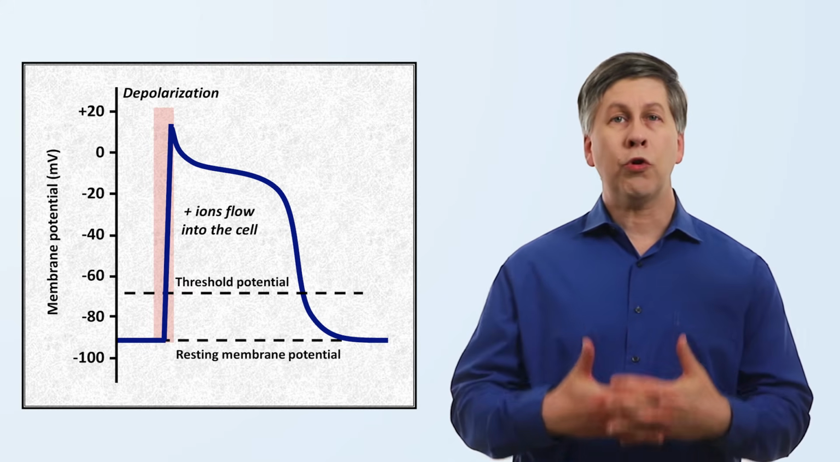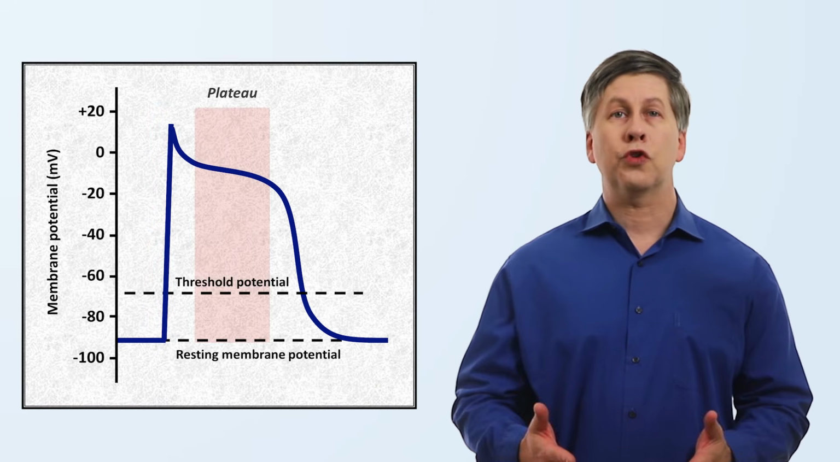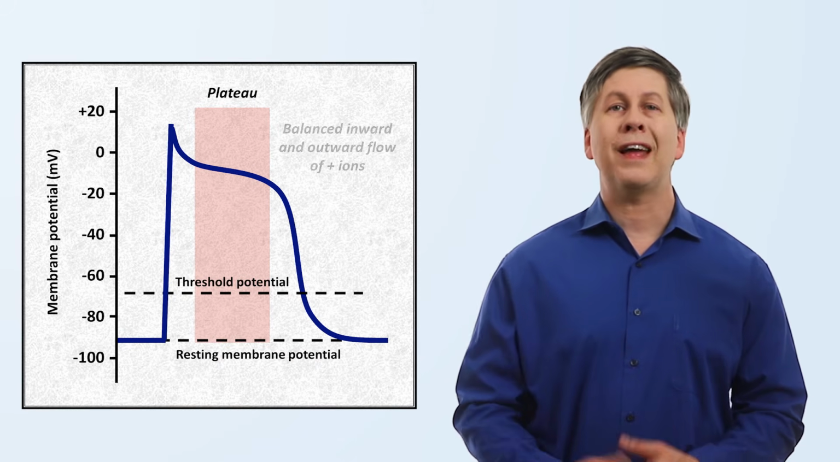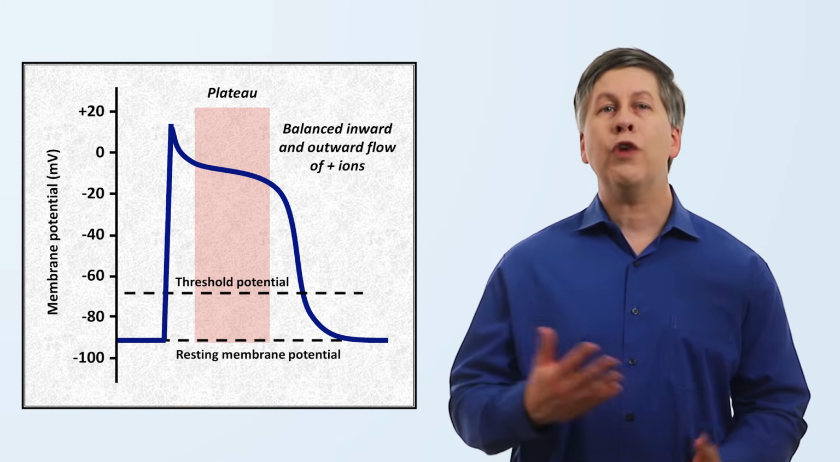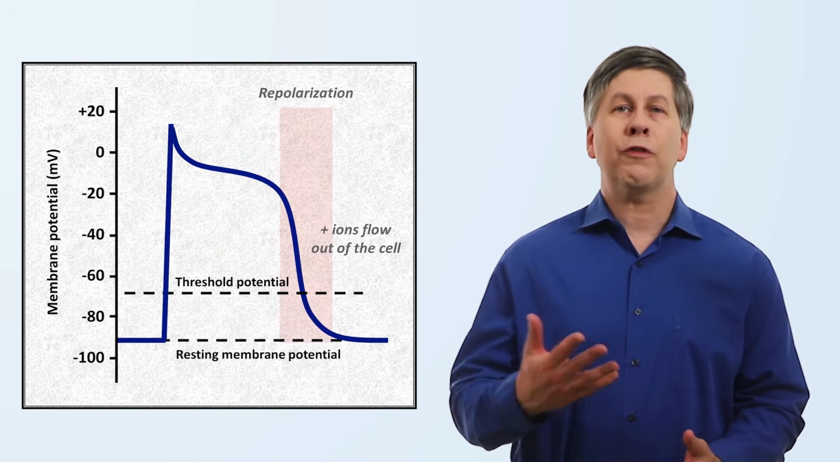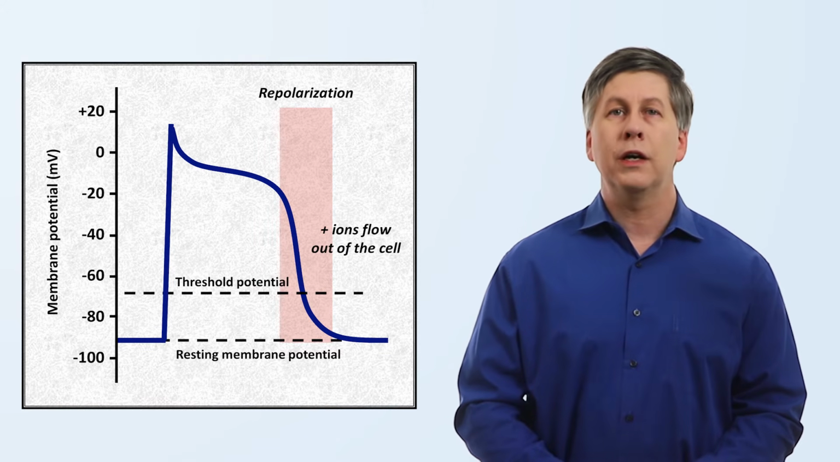After the cell has been depolarized, followed by a slight dip, there is a plateau during which the membrane potential is relatively constant near zero due to the inward and outward flow of ions roughly balancing one another. And then there is a sudden shift favoring the outward flow of positively charged ions, causing the cell to rapidly repolarize back to the resting membrane potential.